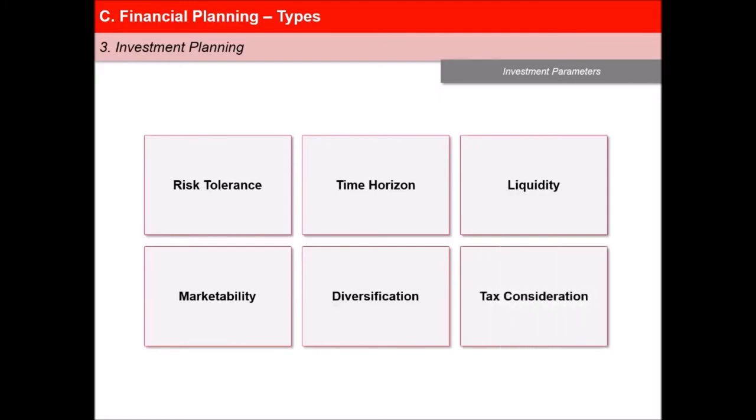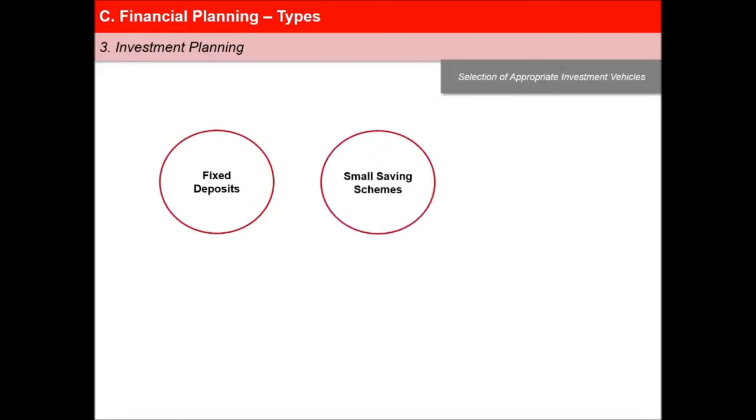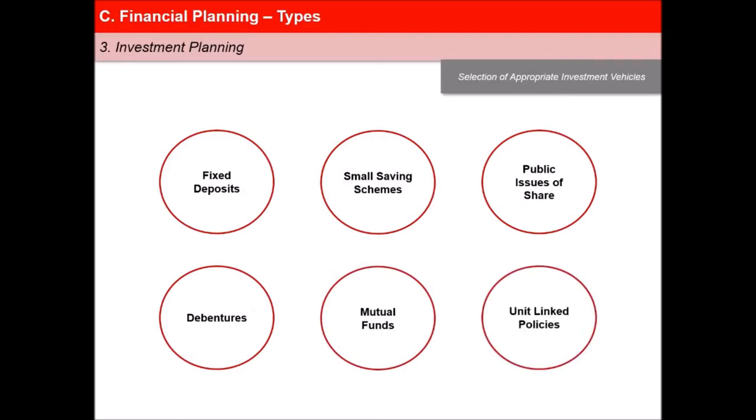And tax considerations. Many investments confer certain income tax benefits, and one may like to consider the post-tax returns of various investments. The next step is selection of appropriate investment vehicles based on the above parameters. The actual selection would depend on the individual's expectations about return and risk. There are a variety of products that may be considered for the purpose of investments. These include fixed deposits of banks or corporates, small saving schemes of post office, public issues of shares, debentures or other securities, mutual funds, and unit-linked policies that are issued by life insurance companies, etc.